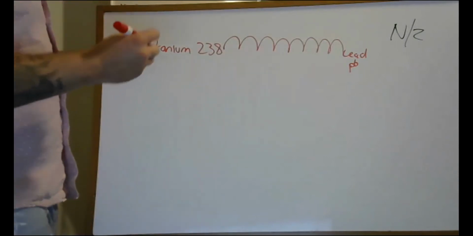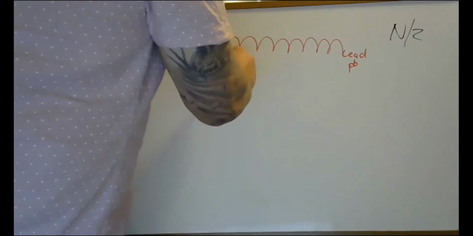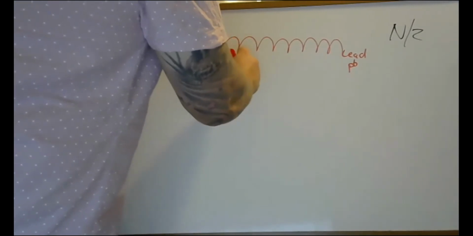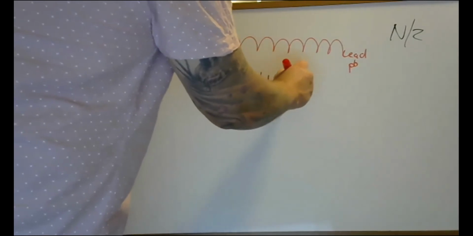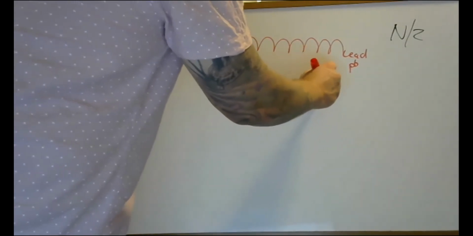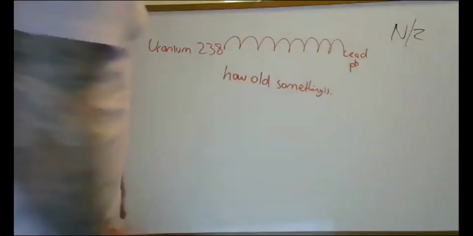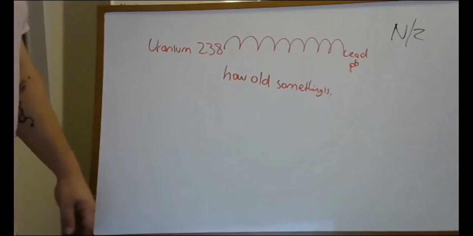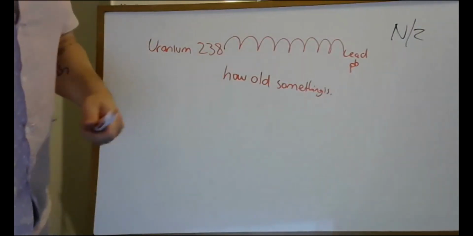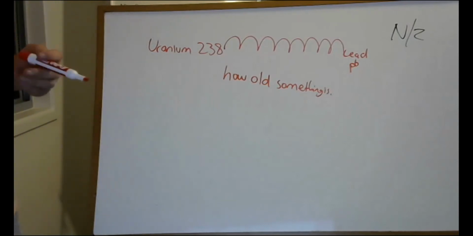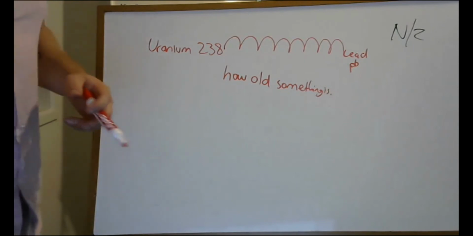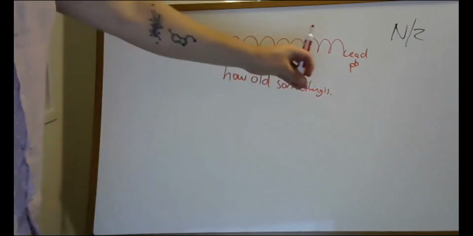Now we can tell how old something is by utilizing this. There's rocks in Australia that have the very first bacterial fossils, and that's about 4.4 billion years old. It's the only way we know is by this method.